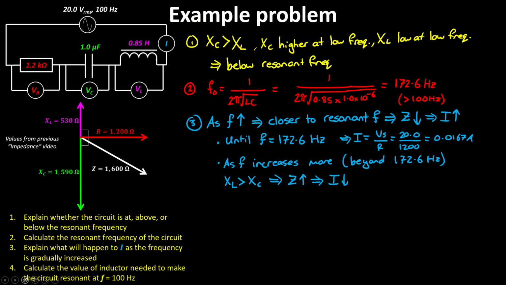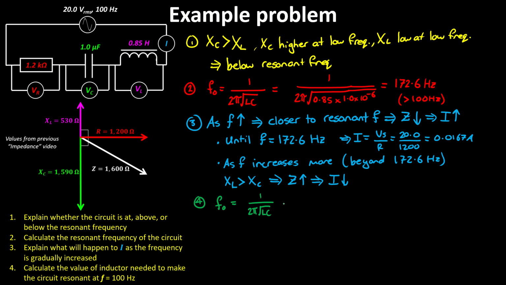Okay, and lastly, calculate the value of the inductor needed to make the circuit resonant at 100 Hertz. So if we wanted the 100 Hertz that it is now, as in the diagram, to be the resonant frequency, what value of inductor would be needed? There's a couple of ways of doing this, but I think the simplest way is probably just to use the same formula, the resonant frequency formula. 1 over 2 pi square root LC.